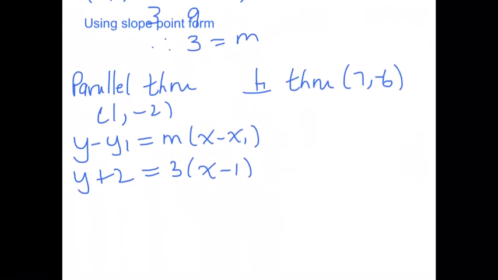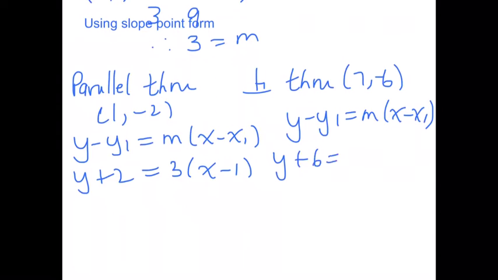All right, let's look at perpendicular. So again, if we rewrite the equation, y minus y1 equals m bracket x minus x1, the first thing we have to know is that our slope is now from 3 to minus 1 third if it's perpendicular, and then x minus 7. That's it. Using slope point form is easy as pie.